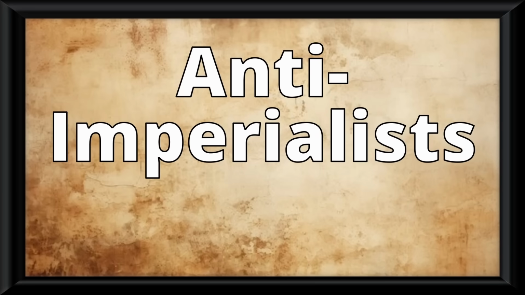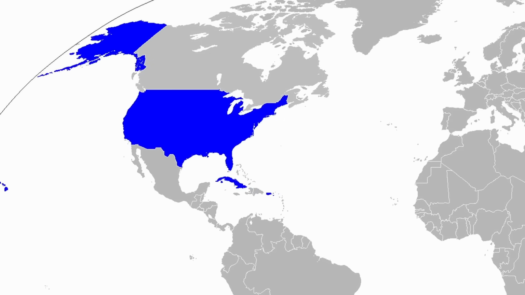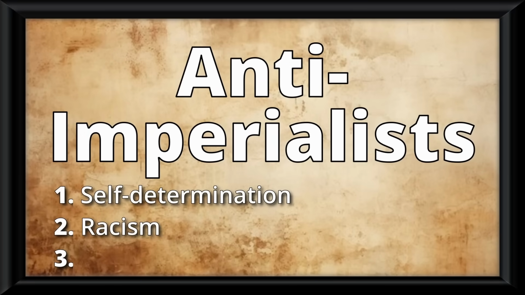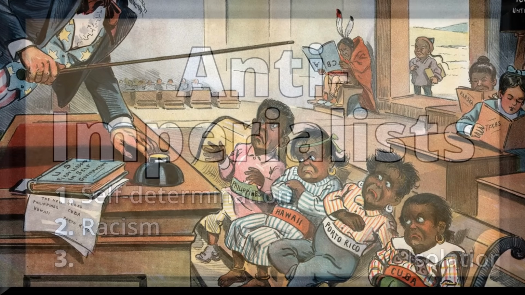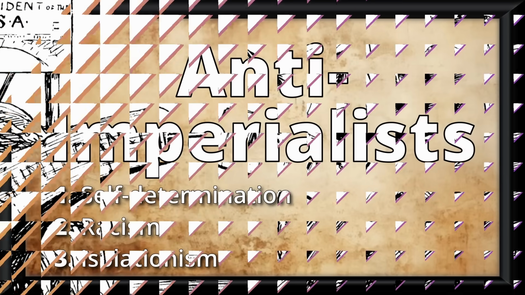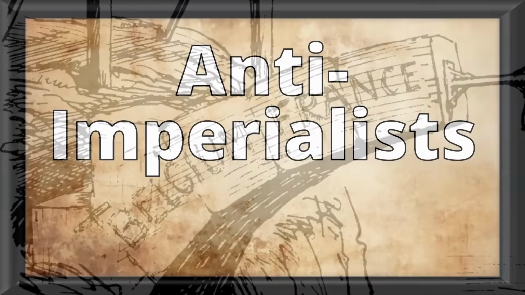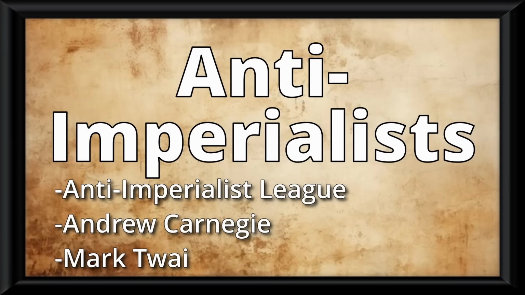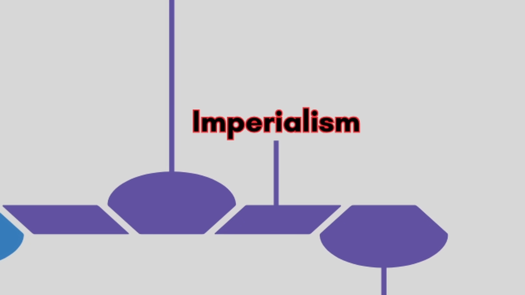Moving on to the anti-imperialists. They will have three arguments. 1. Self-determination, meaning the idea of being an empire contradicts US Republican ideals and the literal Declaration of Independence. 2 is racism, because people on this side didn't really want non-white people added to the US. And finally 3. Isolationism. They argued Americans should keep their focus at home and avoid overseas entanglements. A group to reference here might be the Anti-Imperialist League, and a few people to note might be Andrew Carnegie and Mark Twain.